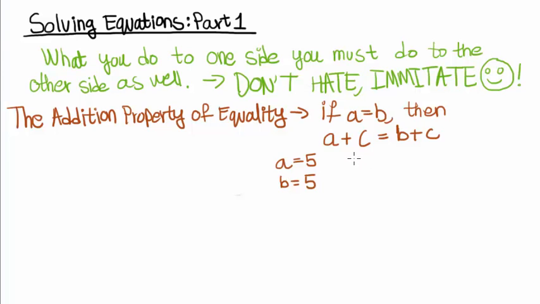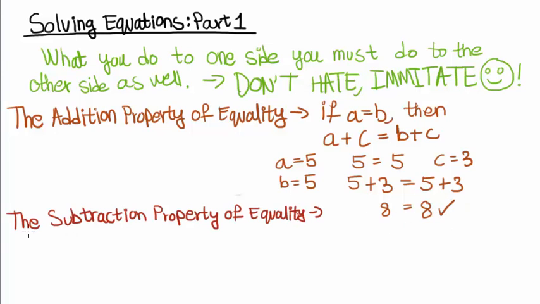So I start off with the following: 5 equals 5. Now let's say I add some number c to both sides. In this case I can have c be any number, but let's just say for the purposes of this statement that c is equal to 3. So if c is equal to 3, then I have a plus c being 5 plus 3 equals b plus c, which is the same thing as saying 5 plus 3. And since 5 plus 3 is 8, and 5 plus 3 again is 8, I get my true equation over here.